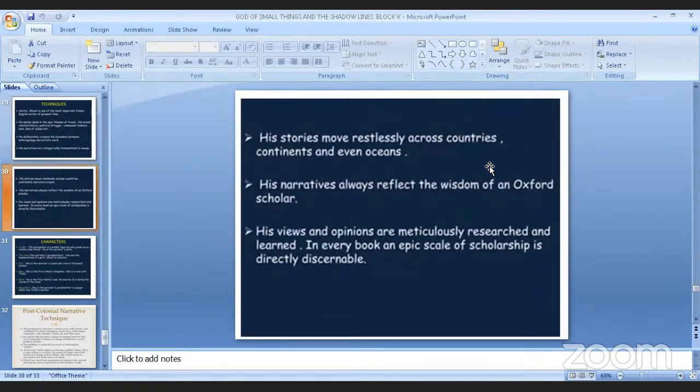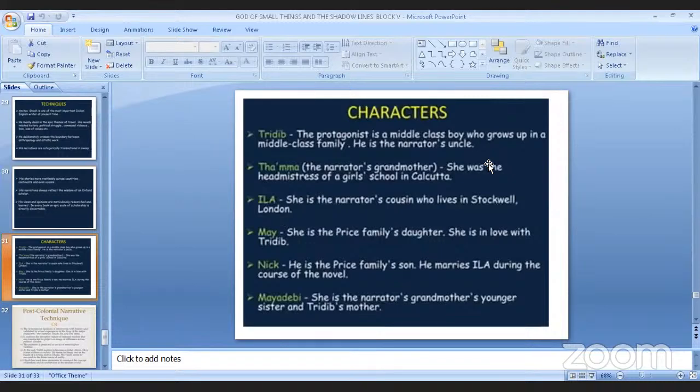Now they move restlessly across countries, continents, and even oceans. The narratives always reflect the wisdom of an Oxford scholar. His views and opinions are meticulously researched and learned, and in every book, an epic scale of scholarship is directly discernible.